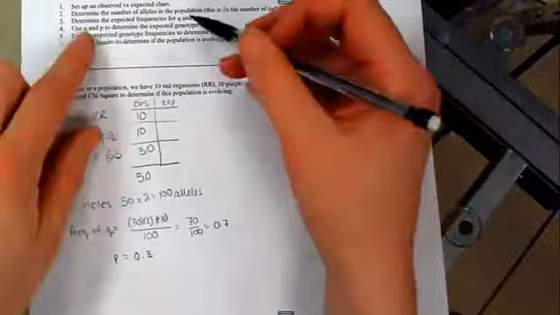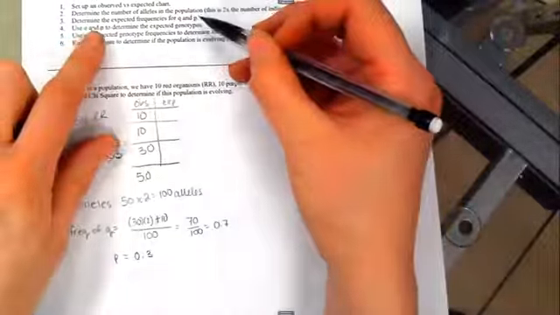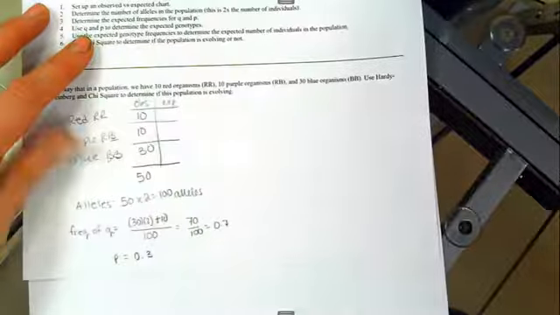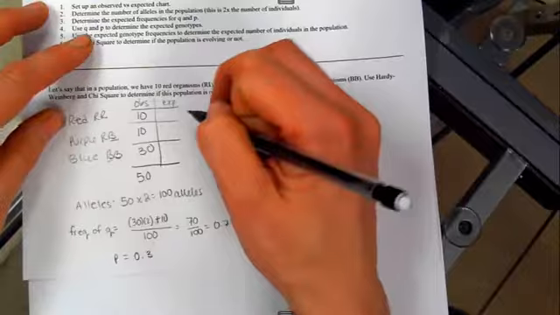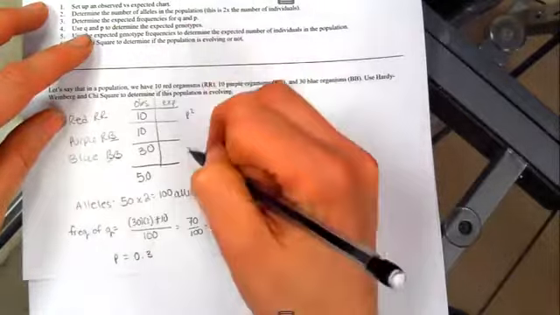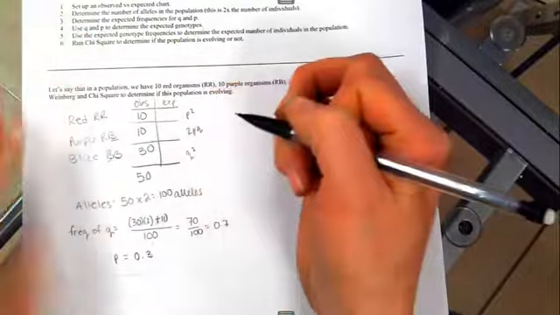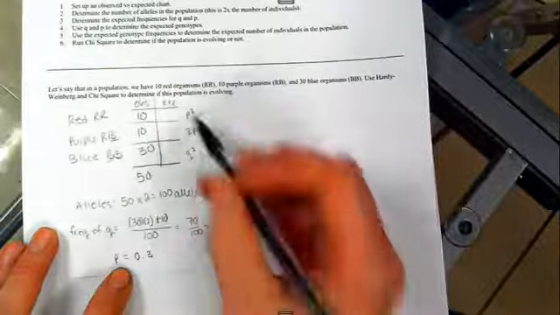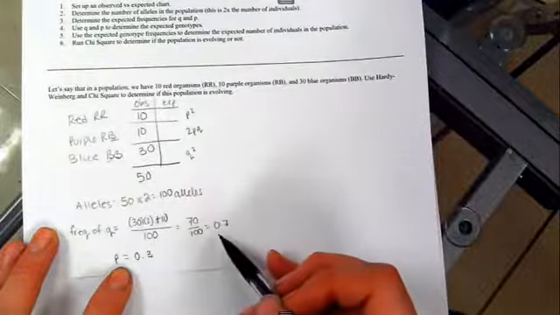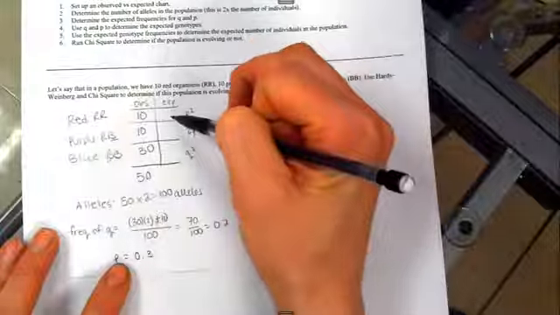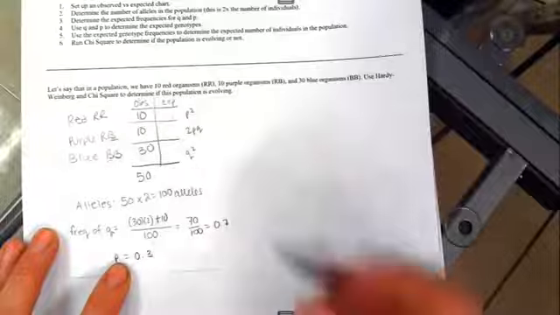Okay, we figured out our expected frequencies for Q and P. Now we need to determine the expected genotypes. So P and Q represent alleles. Remember that RR is P squared, BB would be Q squared, and this is 2PQ. So now that we have P and Q, we can go ahead and take these to figure out our expected frequencies. We're not at genotypes yet, so don't fill this in just yet.